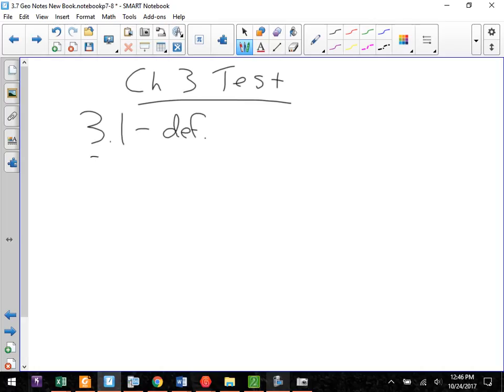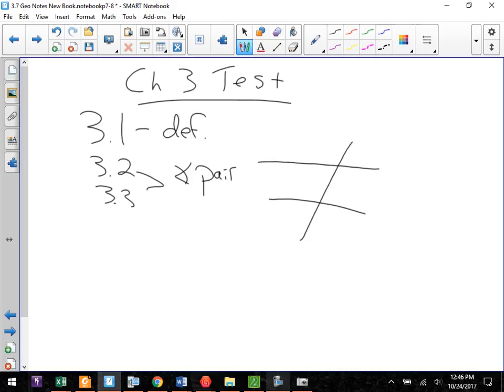So in 3-2 and 3-3, those were your angle pairs stuff, when you had two parallel lines cut by a transversal. And when we did those, it was a matter of: are we looking at specific types of angles? Are we trying to name the angle pair relationship? Are we trying to solve for x, find an angle, or whatnot?